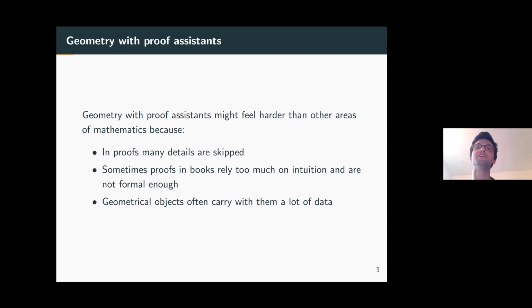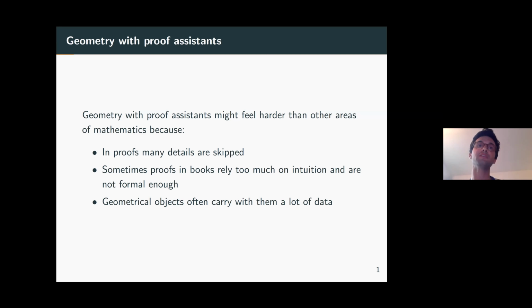The other thing that geometry has more than other areas of mathematics is that geometry by definition is the most visual area of mathematics, the one where there is the most imagination. This implies that in geometry sometimes proofs rely a bit on the intuition of readers, and you have to fill in some formal details. You have to adapt your proof to a more formal proof when you want to write it with a proof system.